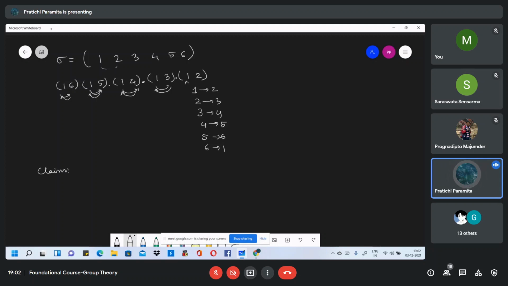I won't be proving this, but you can look up the proof, or I can share the notes if you want after this session. So I'll claim that sigma can be written in infinitely many ways if the cycles are not disjoint. So here these cycles were not disjoint. If it is disjoint, it can be uniquely written. There is another proof for it. But if these cycles are not disjoint, then sigma can be written in infinitely many ways as a product of two cycles.